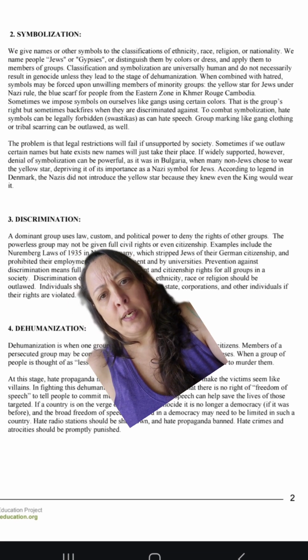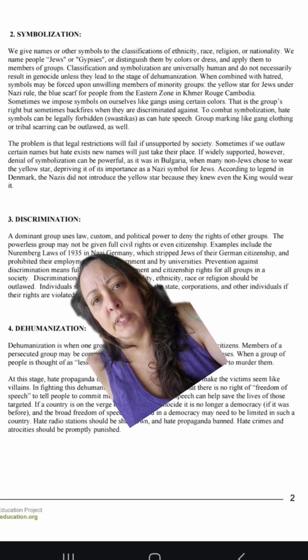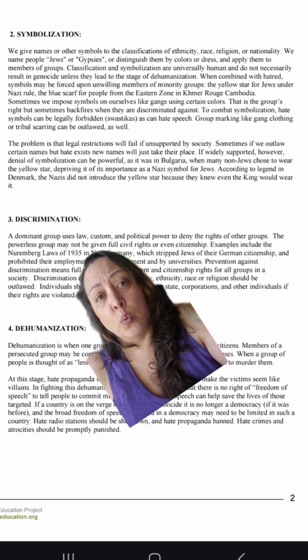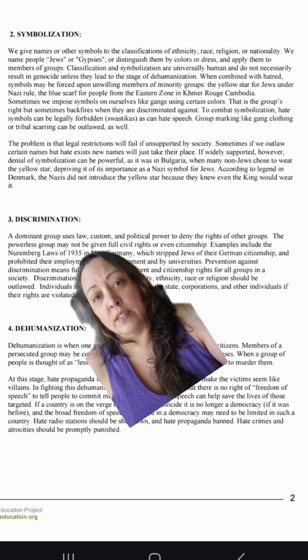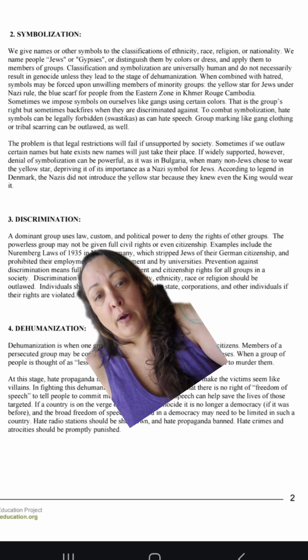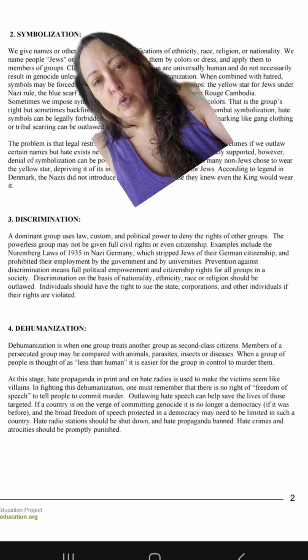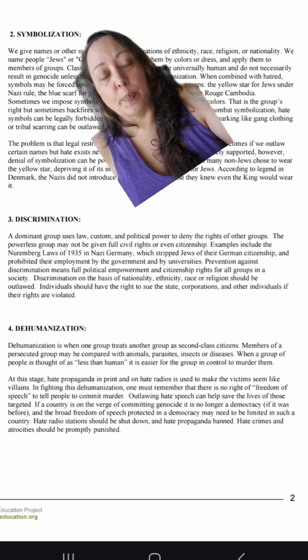If widely supported, however, denial of symbolization can be powerful, as it was in Bulgaria, when many non-Jews chose to wear the yellow star, depriving it of its importance as a Nazi symbol for Jews. According to legend, in Denmark, the Nazis did not introduce the yellow star because they knew even the king would wear it. Step 3 is discrimination. A dominant group uses law, custom, and political power to deny the rights of other groups.